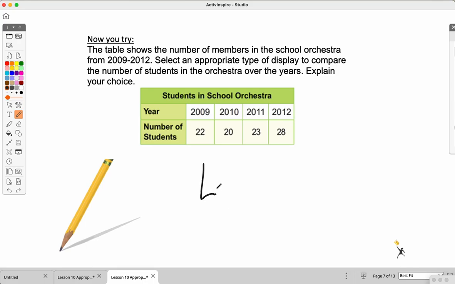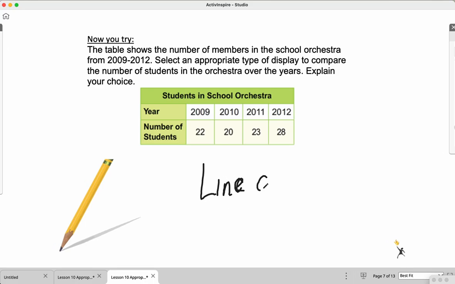All right, and if you said it was a line graph, you are correct. And really the whole reason is we want to compare, so change over time. So really whenever you see a line graph, you're looking for change over time.